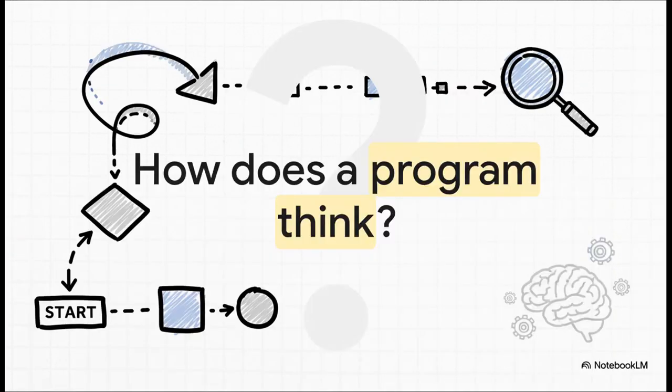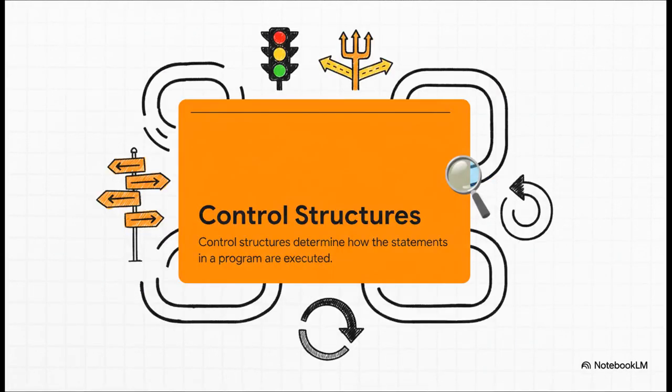So, let's start with the big question. How does a program actually think? See, when you run a piece of software, it's not just chaos. It's not just randomly firing off commands. It's actually following a path, a kind of journey that's been carefully laid out from start to finish. But what's guiding it? What's telling it which way to go? And the answer? It's something called control structures.